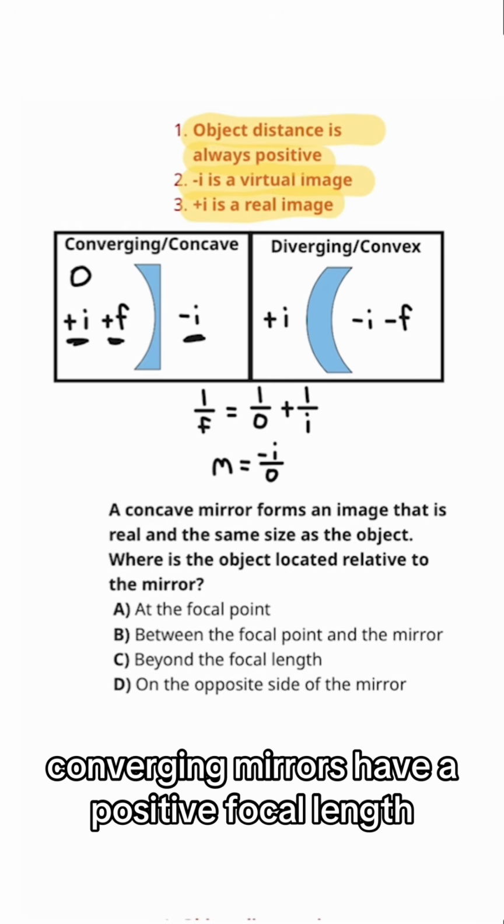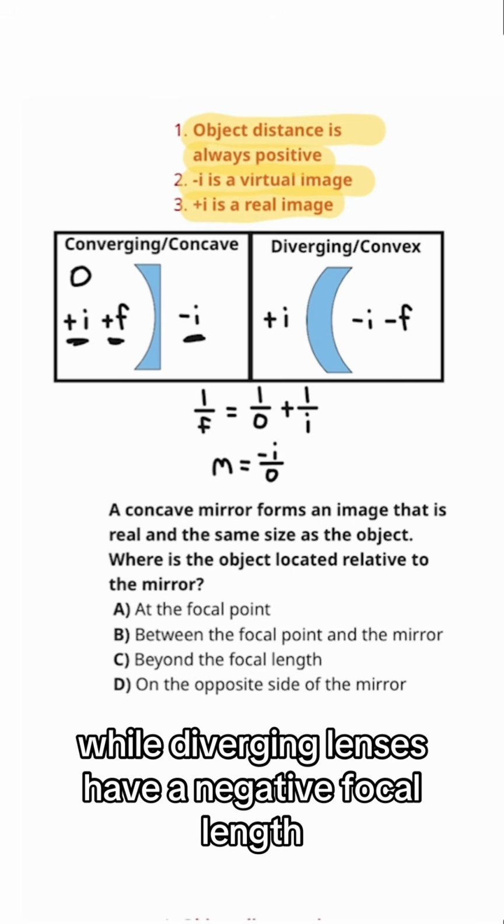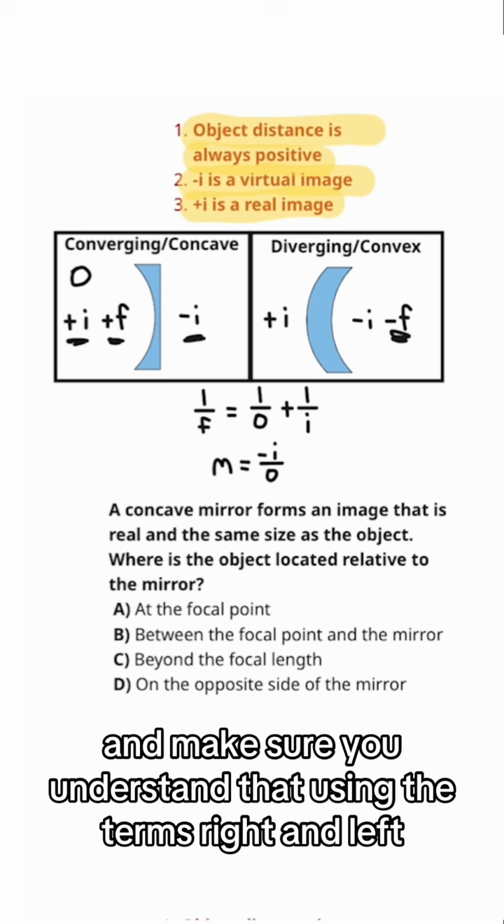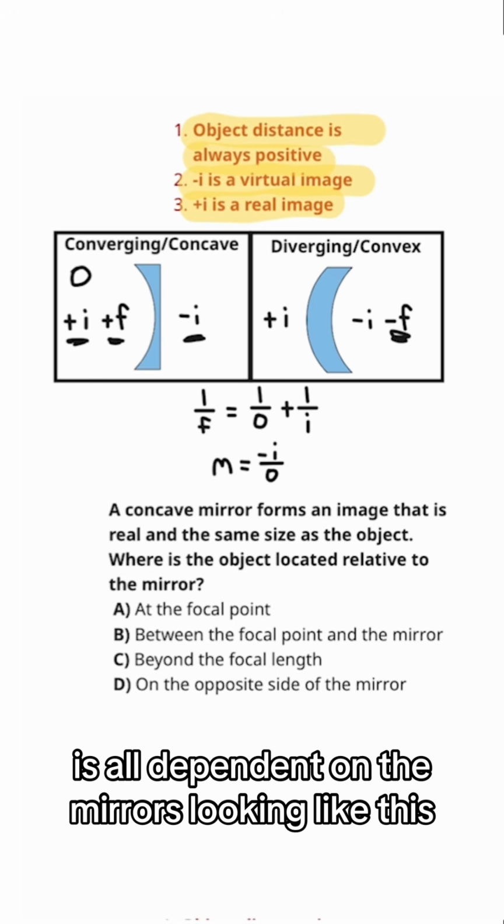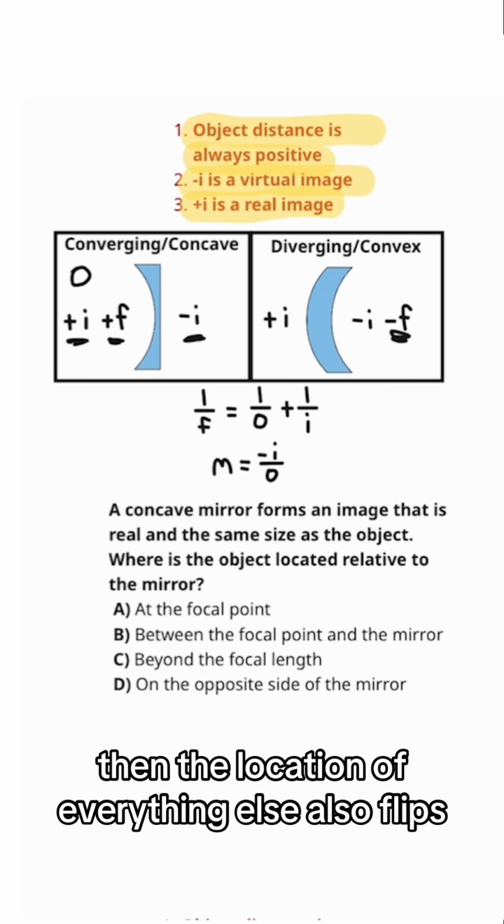Converging mirrors have a positive focal length, and the focal point is on the left side of the mirror, while diverging lenses have a negative focal length, and the focal point is on the right side of the mirror. And make sure you understand that using the terms right and left is all dependent on the mirrors looking like this, and if the mirrors flip their orientation, then the location of everything else also flips.